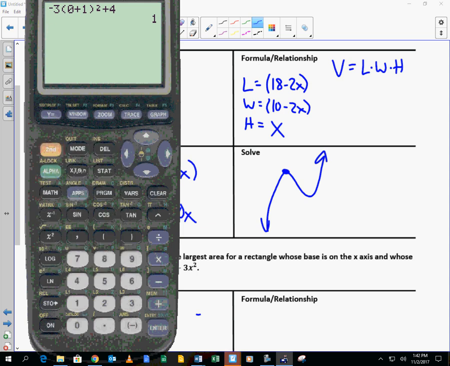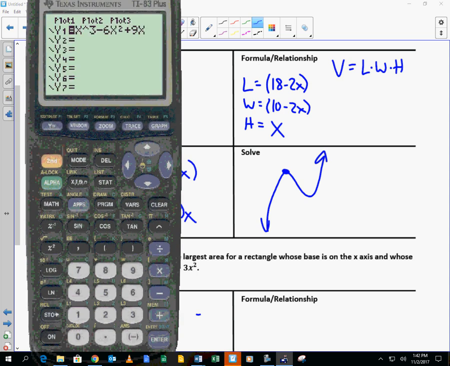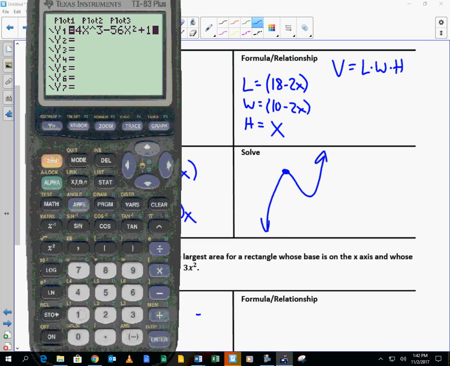Okay, all right, so let's go into y equals. And I type in, whoop, wrong class. We got 4x cubed. I have a minus 56x squared. Is that right? I got plus 180x. And I go zoom 6. And I got my graph.